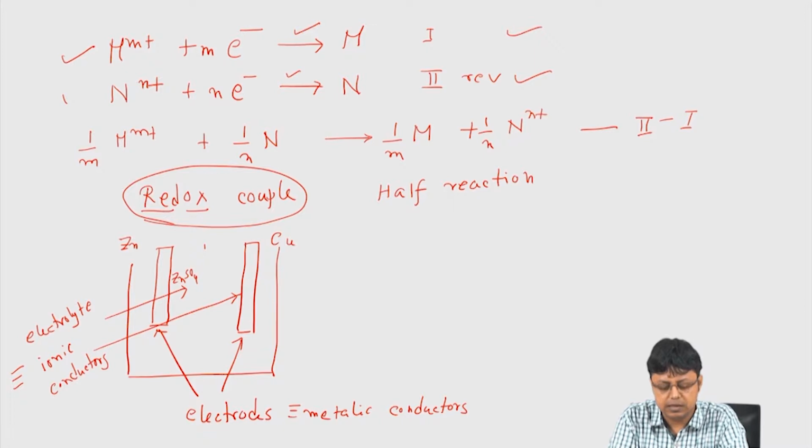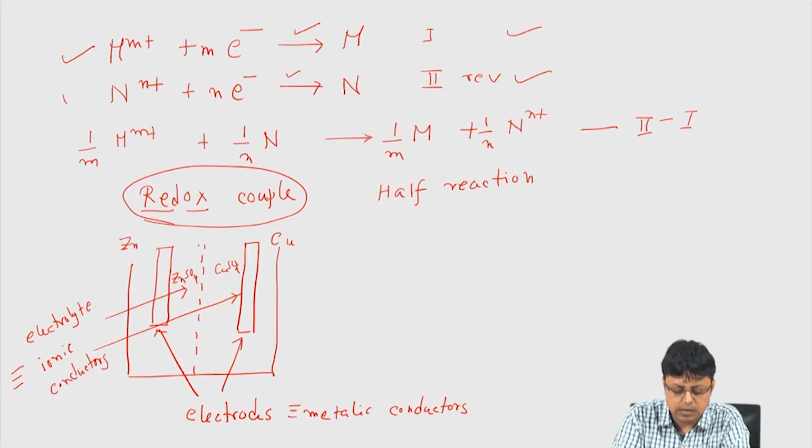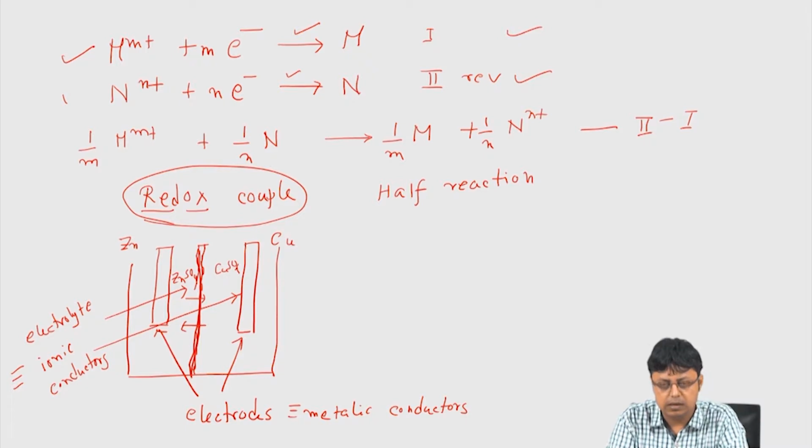So, zinc in a solution of zinc sulfate, and the copper is in touch with a solution of copper sulfate. Suppose both are aqueous solutions, and then we also say that these two solutions are in contact with each other. So, this can be something like a porous material which allows the ions to flow across this porous membrane or porous wall.